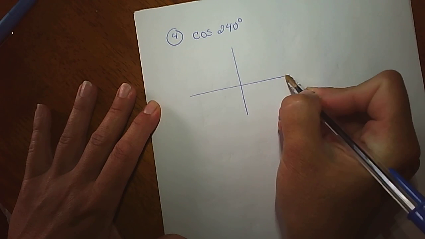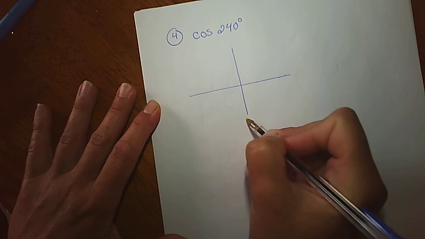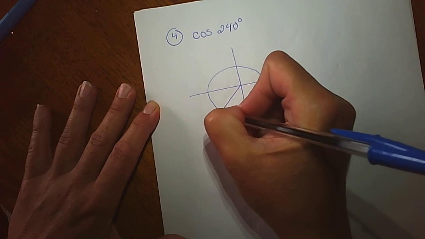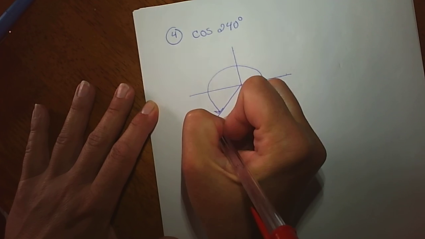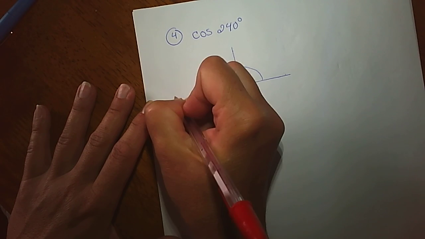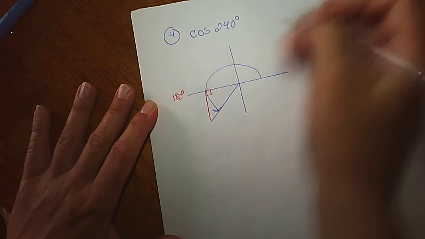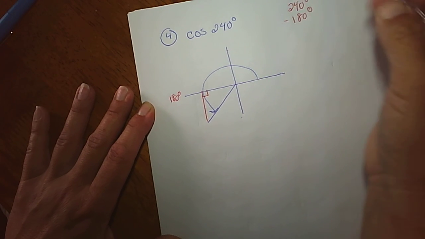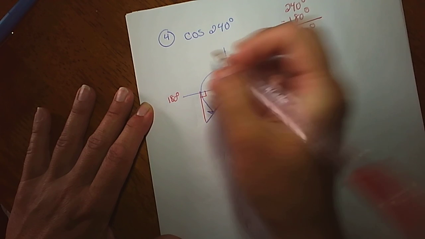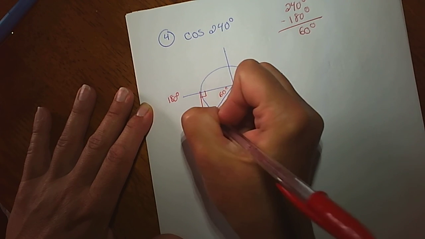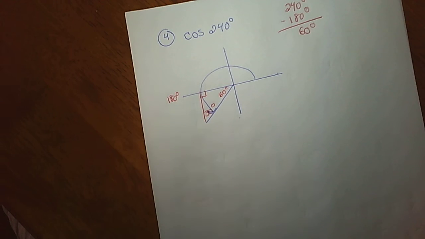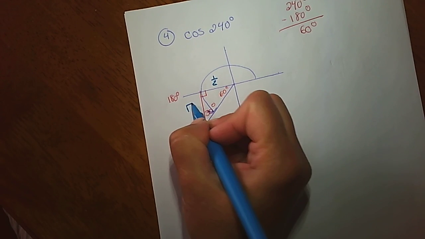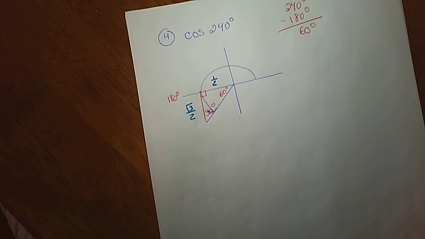240, 0, 90, 180, that's 270. So once again, we did this one before. 240 pulls me to here. Draw your right triangle in. So this is 180. Since we're on the 180 side, I'm going to do 240 minus 180. That makes 60, which means this guy is 30. 30, across from it is a half. Across from 60 is radical 3 over 2.